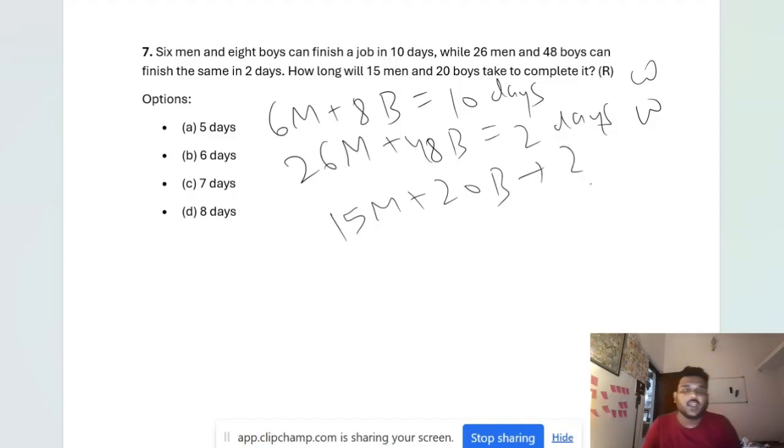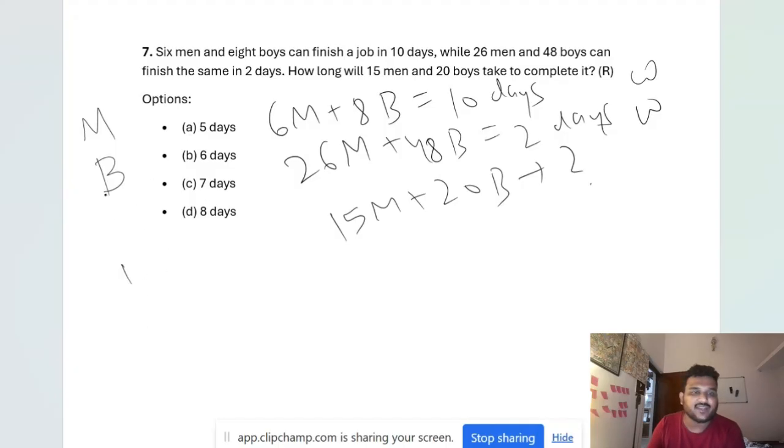Okay, very interesting question, and let's try to understand how to solve these questions. They can be calculative; that's how they can become complex. Otherwise, they're pretty easy. So again, going by the number of days, I will always assume M is the number of days that one man will take to complete the work, and B is the number of days that a boy will take to complete the work, always.